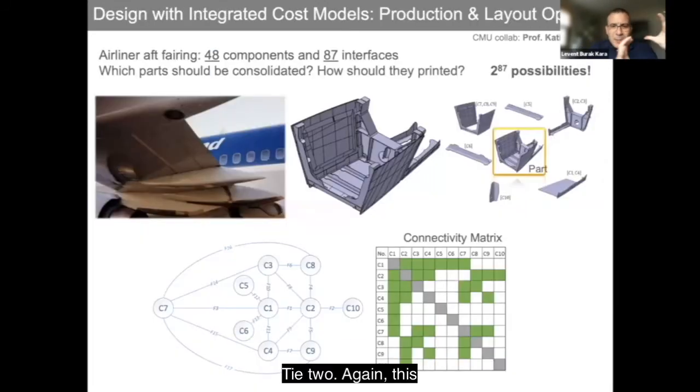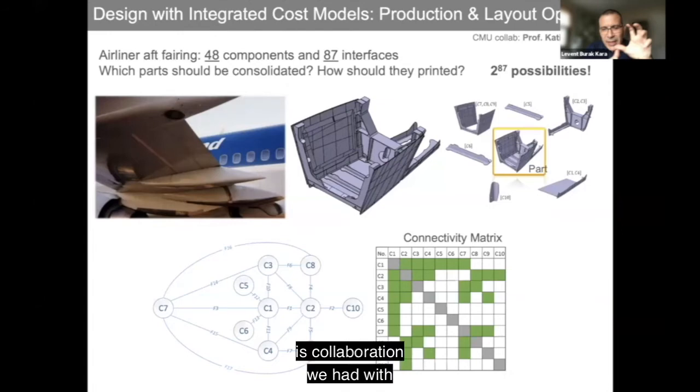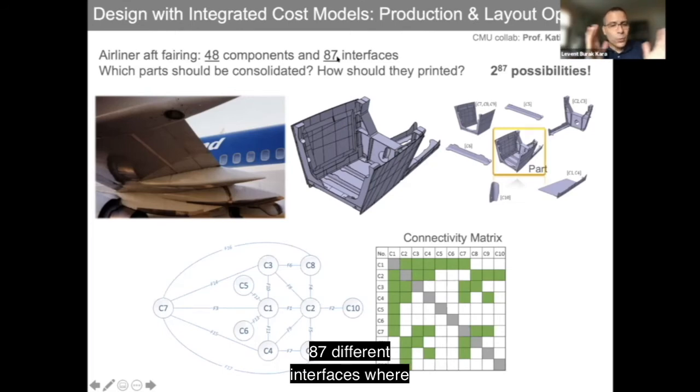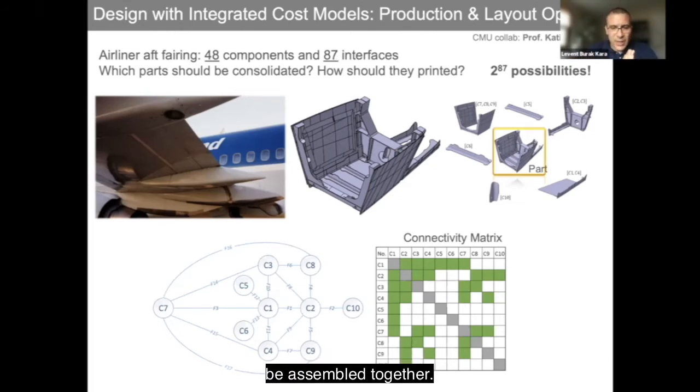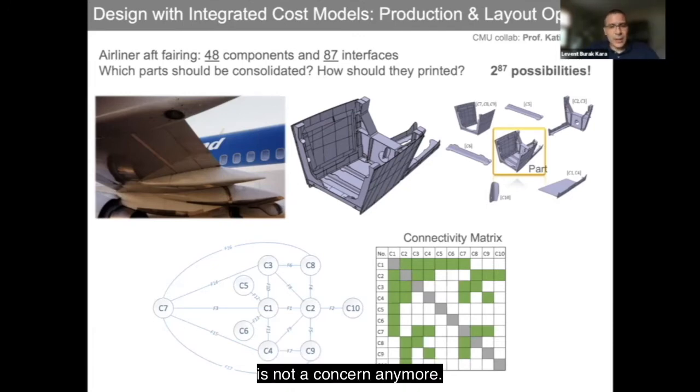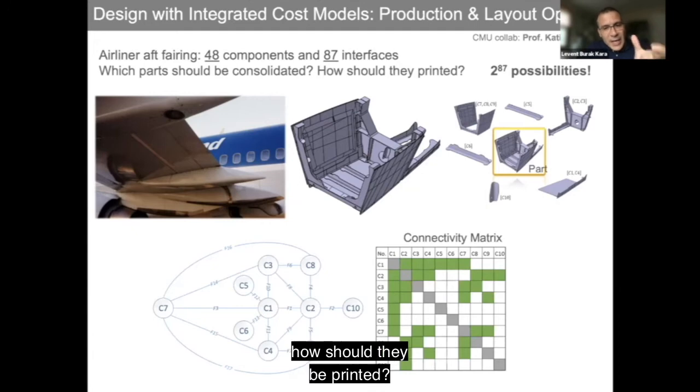Tied to, again, this manufacturing is the collaboration we had with Boeing, where they were trying to redesign an aircraft fairing. The traditional way, which has been a very old design for the last 40 years or so, involved 48 components and 87 different interfaces where all these different components would be assembled together. The question was, which parts can be consolidated? Because we can potentially use additive manufacturing to produce these, and the shape complexity is not a concern anymore. And if they are consolidated, how should they be printed?